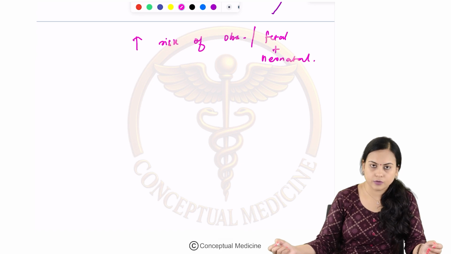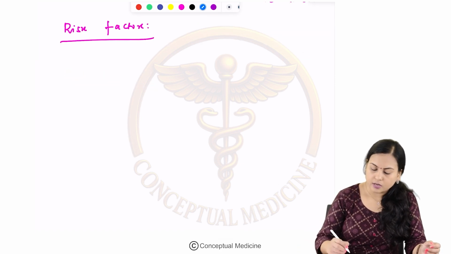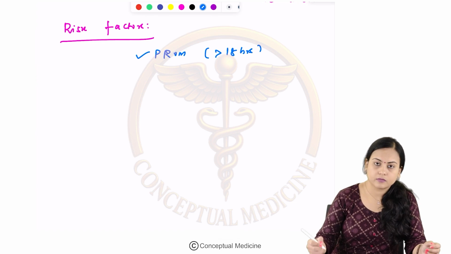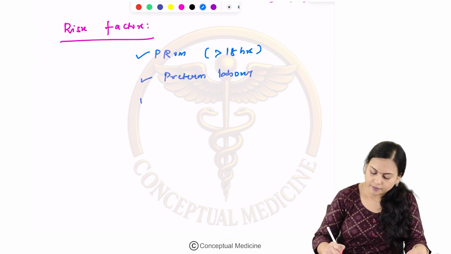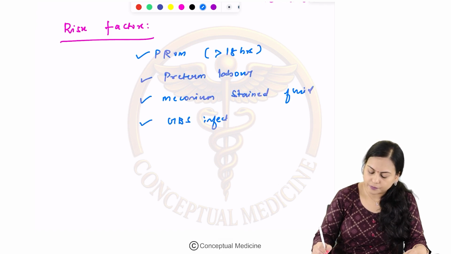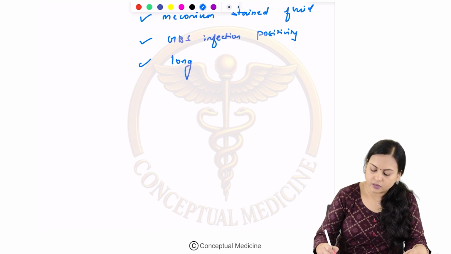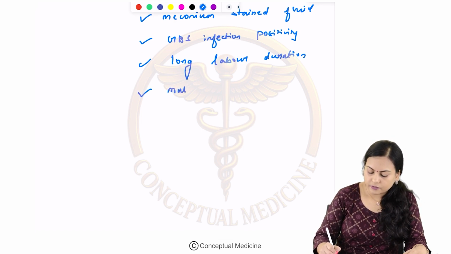Okay. So, what are the risk factors for getting chorioamnionitis? Risk factors include rupture of membranes, that is premature rupture of membranes that has been taking place for a long time, for more than 18 hours. Then there is a risk of preterm labor, and if you see meconium stained fluid, or there is a GBS infection positivity, or due to any chance there is a long labor duration, if multiple pervaginal examinations have been done.